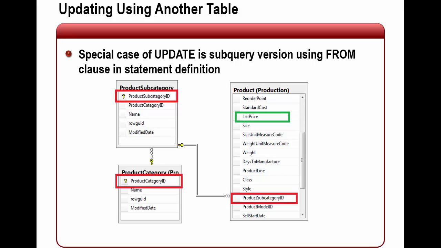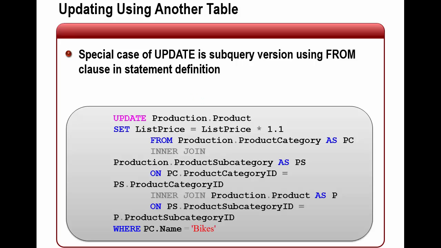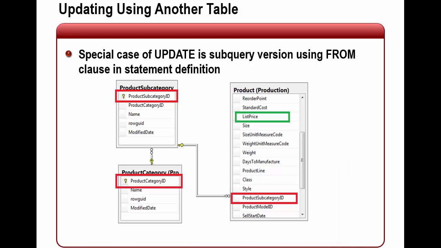So Milka is in a subcategory, and that subcategory is in a category. So basically, to change the list price, I need to go through an inner join across these tables. Watch this statement. I want to update the product table to set list price to 10% more. It's list price multiplied by 1.1. But where the category name is equal to bikes, and that name is in the product category table.